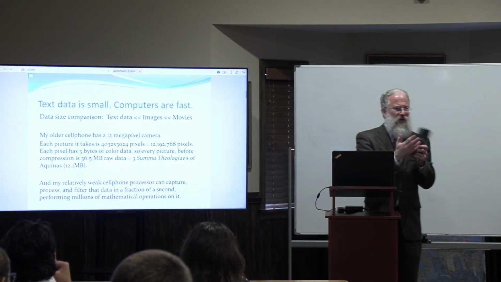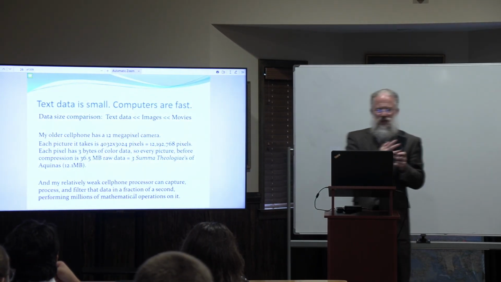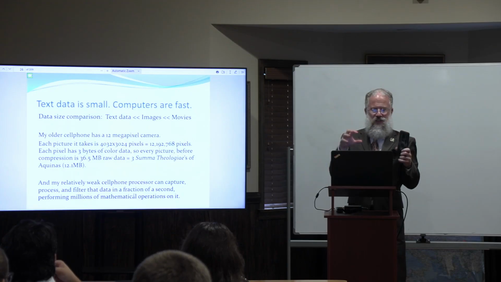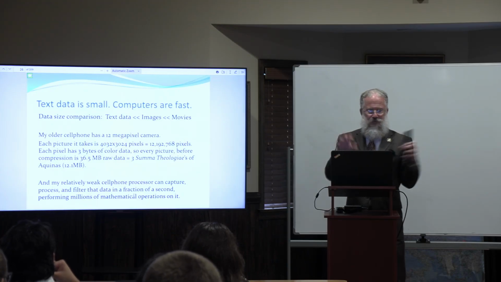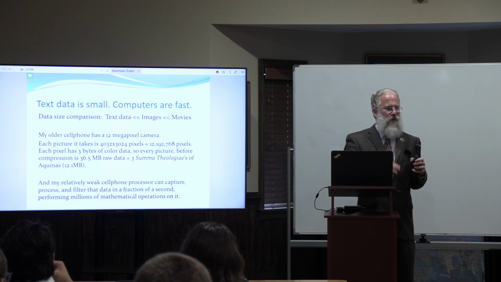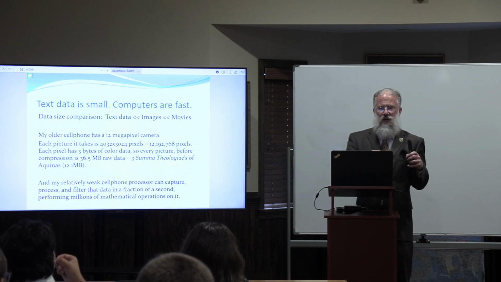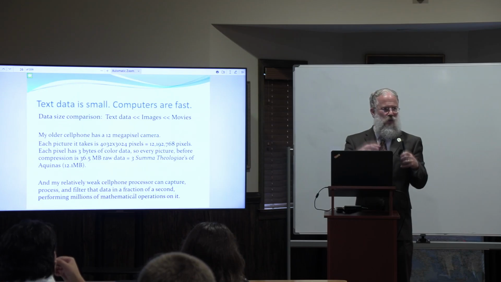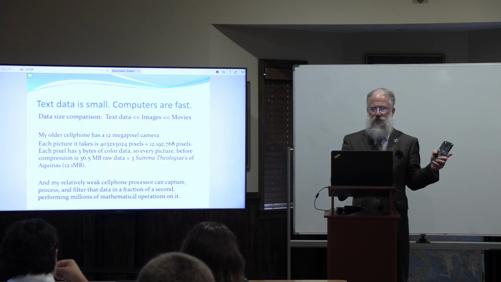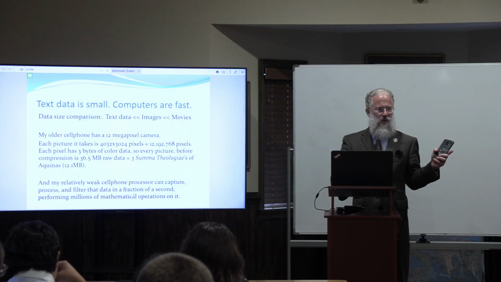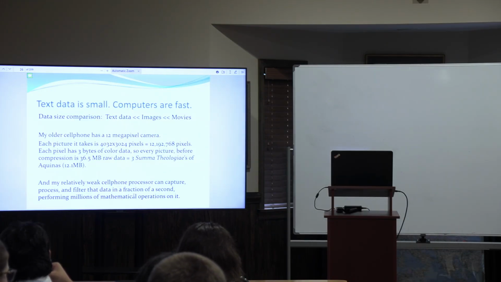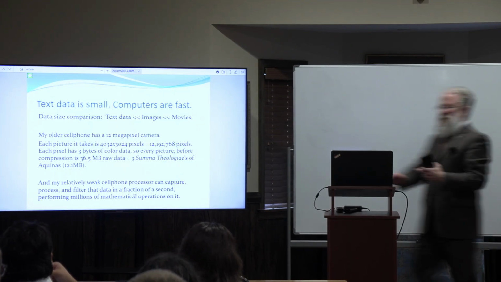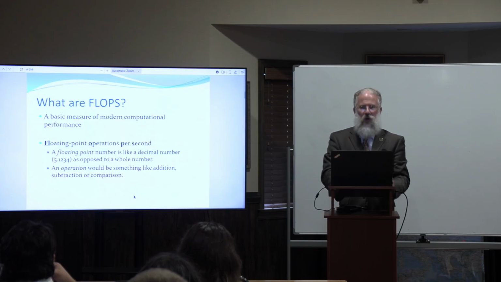And then my relatively weak cell phone processor can capture that, process it, filter that data, apply all kinds of mathematical operations to it in a fraction of a second. That's how fast things can work on image data, and image is way bigger than text. Does that make sense? Did you guys know that? One image is a lot more than all of this. And then video, even more so.